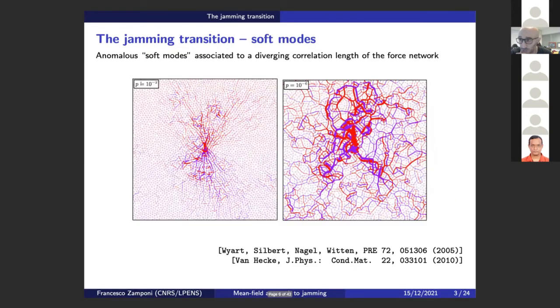So here is the pressure. The pressure goes to 0 at the jamming transition because there are no more overlaps. So this is at relatively high pressure, so it's deep in the jammed phase, and this is close to the critical point. And what they are doing here, they are taking the particle in the center, and they are pulling it a little bit in a direction. And then they relax the system again.